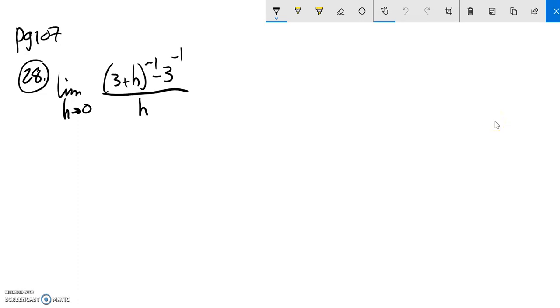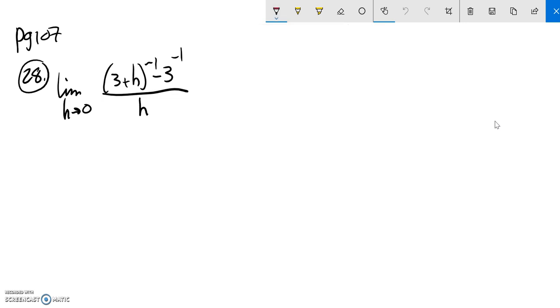This is Math 151. Off of page 107, that's section 2.3, we're going to do number 28 right now. We're going to find the limit of this function as h approaches 0. And notice if I just plug in 0 for h, I'm dividing by 0, so I can't do much with that.